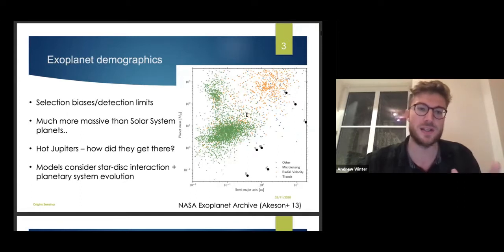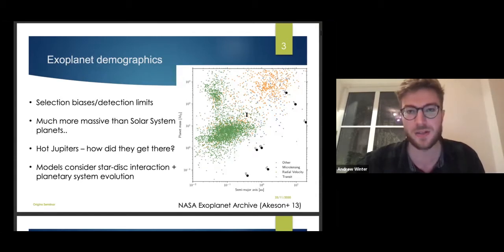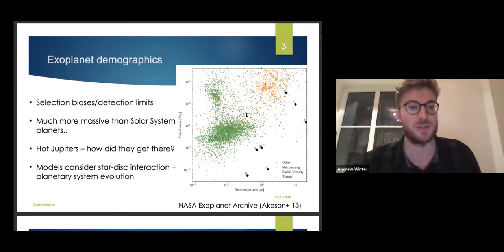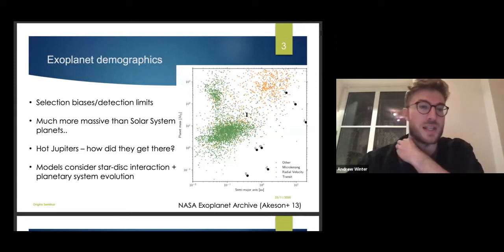The other thing is that we have these strange things called hot Jupiters, very massive planets orbiting close to their host star. How did they get there? This is still a big problem in astronomy. We don't know how hot Jupiters reach their current orbits.